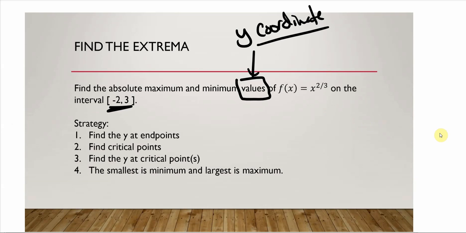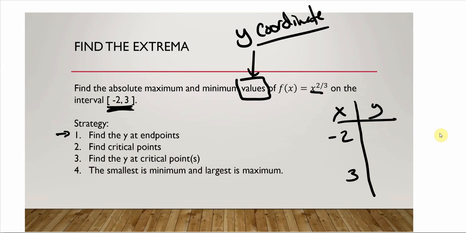So when I give you an interval, a piece of graph, and I give you a function, number one is find the y at the endpoints. So I'm going to make a very simple table here, and I'm going to put x and y, and I'm going to include my -2 and my 3. They come from my interval. So I'm going to try to find my y coordinate. I'm going to plug it in here. If I plug it in, I'm going to square -2 and I'm going to end up with 4. It's going to be the cube root of 4. Okay. If I take my 3 and plug it in, I'm going to end up with the cube root of 9.